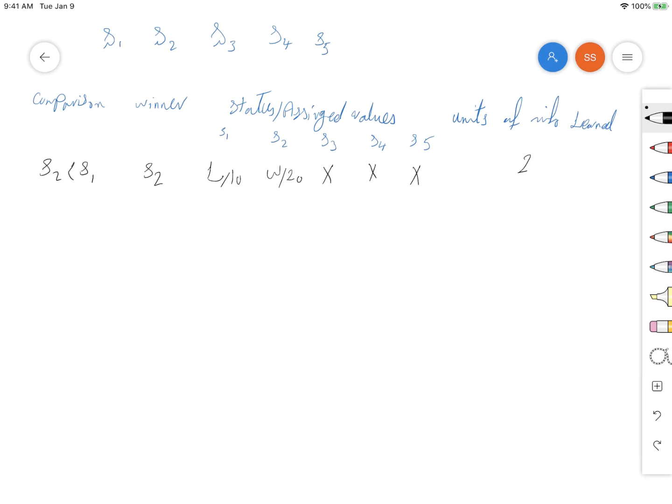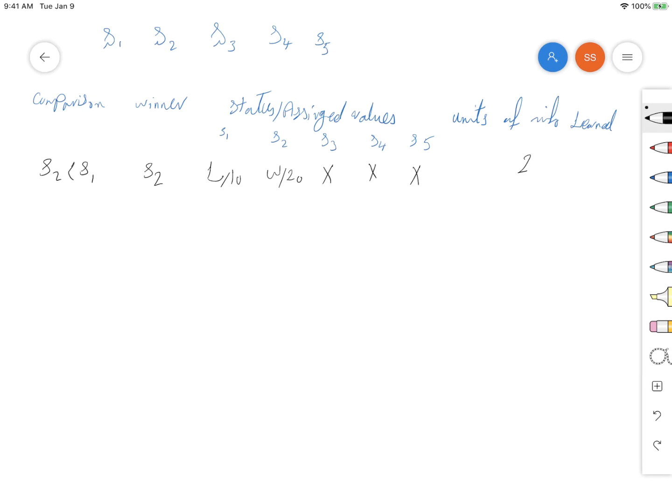Next, if we again compare, for example, whether S2 is greater than S1 or not, it will give us the same result: the winner is S2, a loss for S1 and a win for S2, but it doesn't give us any new information. So the unit of info that we're going to learn, if we check whether S1 is greater than S2, will be 0. So we are not going to do that.